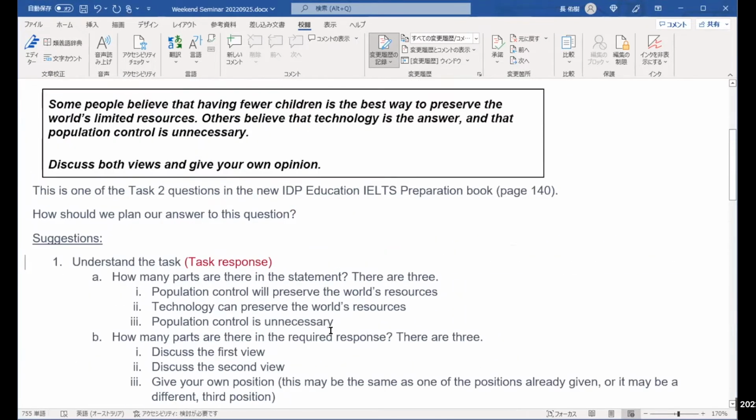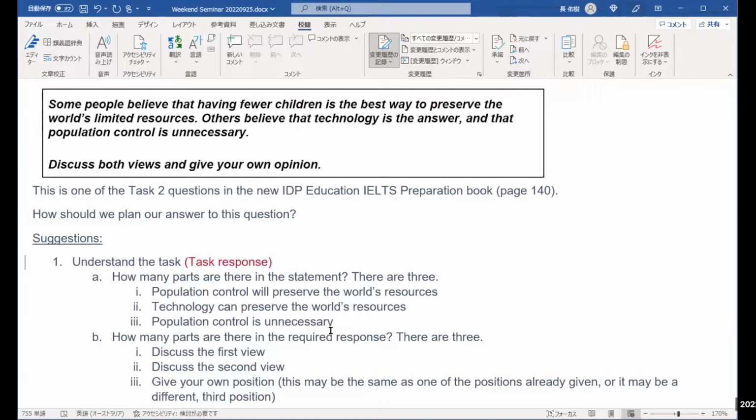And this task comes from a book which I have some involvement in, which is on the bookshelves in Japan at the moment. And it's the IDP IELTS preparation book. And it's a very good book. So Yuki has a surprise for those people who are listening tonight, but I'll let him explain that later on.